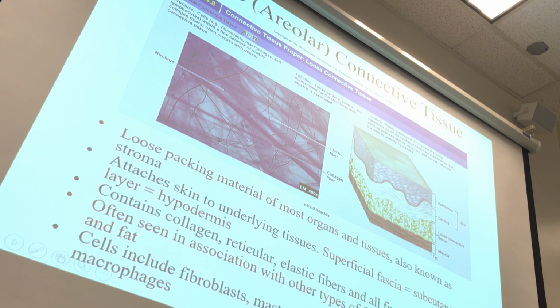We see it in our integument, right? The integumentary system is a combination of your skin, epidermis, dermis, and the deeper fatty tissue underneath it. So the fatty tissue underneath is called the hypodermis. We're gonna see lots of loose areolar connective tissue in the hypodermis region of our integument. You'll also see it in the dermis as well.